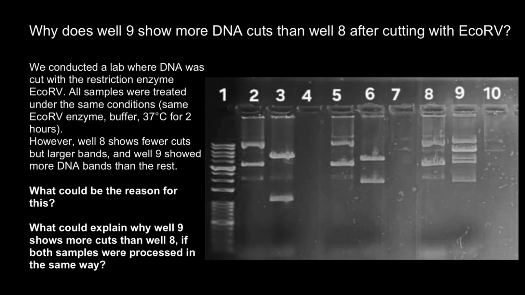Another reason for well number 9 to have more bands can be partial degradation of DNA pre-digestion. If the DNA in well 9 was already partially degraded or contained nicks before EcoRV digestion, the enzyme might cut at its recognition sites, but the pre-existing breaks would lead to an even wider array of fragment sizes, appearing as more bands. However, this would typically manifest as a smear rather than sharp distinct bands.